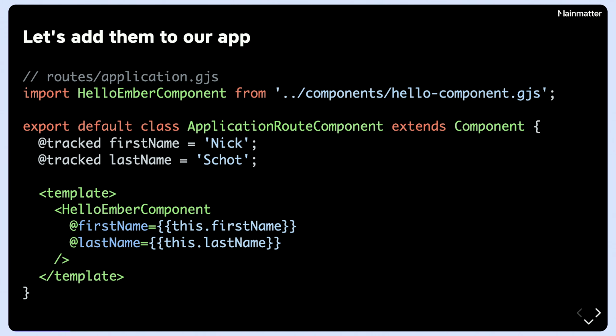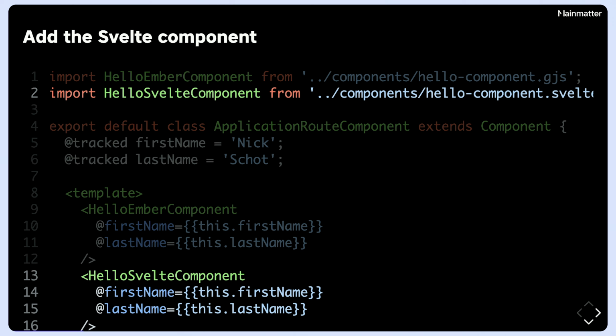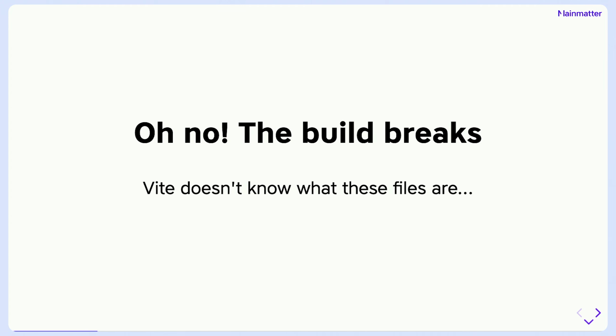So let's add these components to our app. We'll start with adding the Ember components into our route/application.gjs routable components. We'll define two tracked properties and pass them into our Ember components. We can see it renders as expected. So now let's add the Svelte component. We'll import it just like JS components to the templates, same way as the Ember components. That doesn't work. Failed to parse source for import analysis, blah, blah, blah. Basically, this is Vite telling us that it doesn't know what these files are.